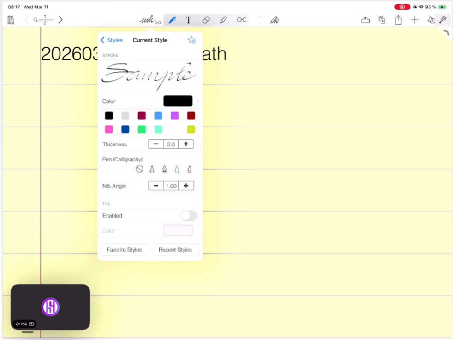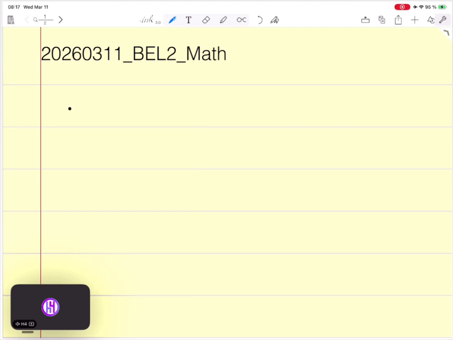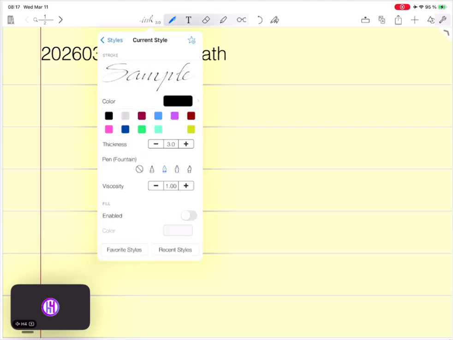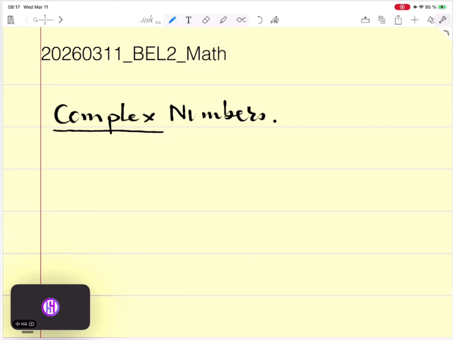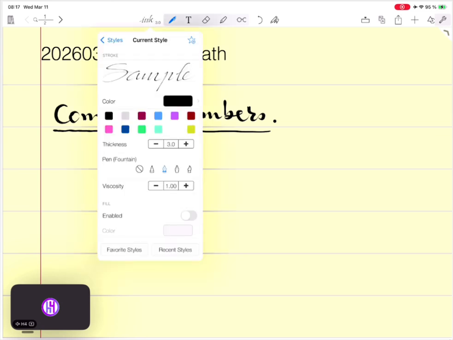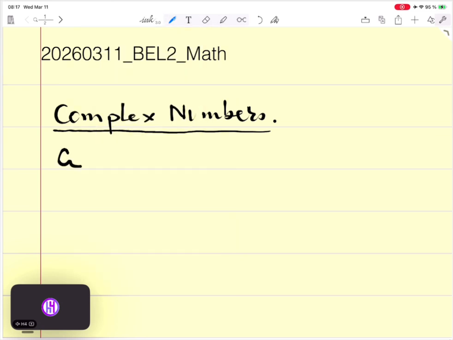I guess I want to look for the right pen. So, complex numbers. I don't like this one either. Yeah, this is better. So, we've got complex numbers, right?